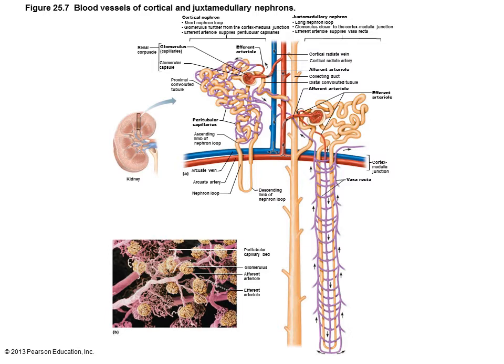The vasa recta is very important for more concentrated urine, since it goes much deeper into the medulla area.